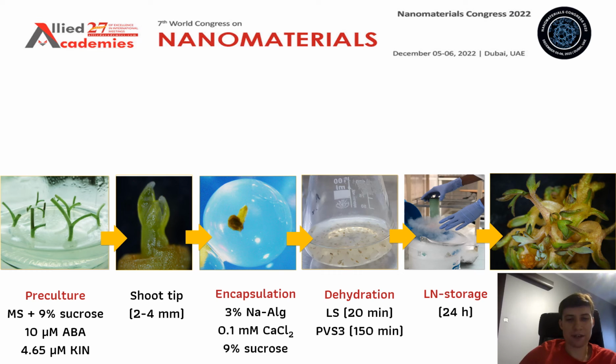Then the meristems are encapsulated in sodium alginate. This alginate bed is an additional physical protection for the explant. Then the explant is dehydrated in a special solution, a mixture of so-called cryoprotectors, which are substances that should increase the stress tolerance of plants, and then the material can be stored in liquid nitrogen, and when needed, it can be again recovered in vitro.